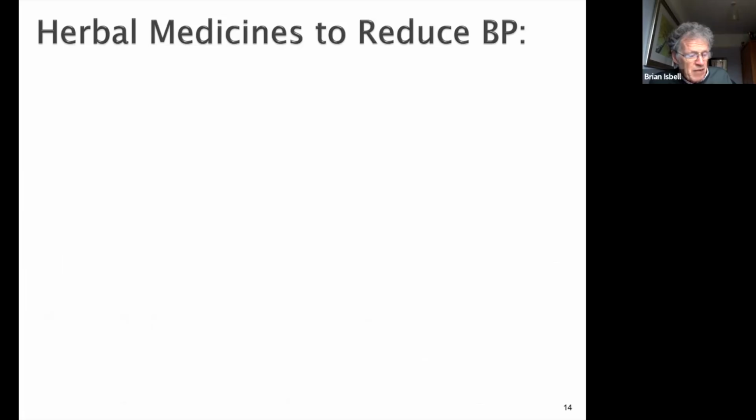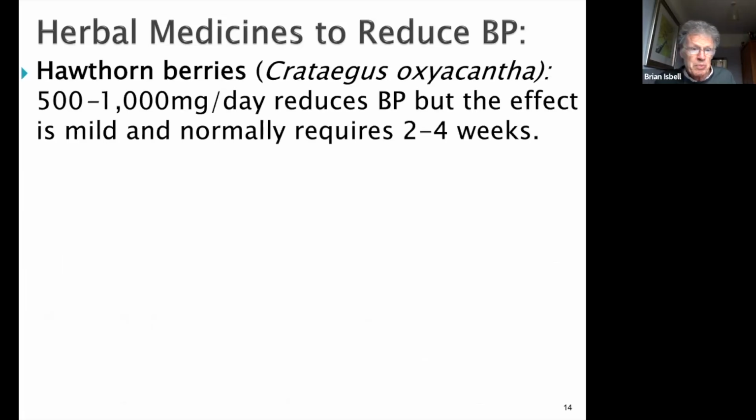Right, well, as much as there are nutritional therapists, there are medical herbalists, and there are some particular herbs which have a good track record. The first one is hawthorn berries, 500 to 1,000 milligrams per day. Yes, research studies have shown it reduces blood pressure. It's mild, and it normally takes 2 to 4 weeks.